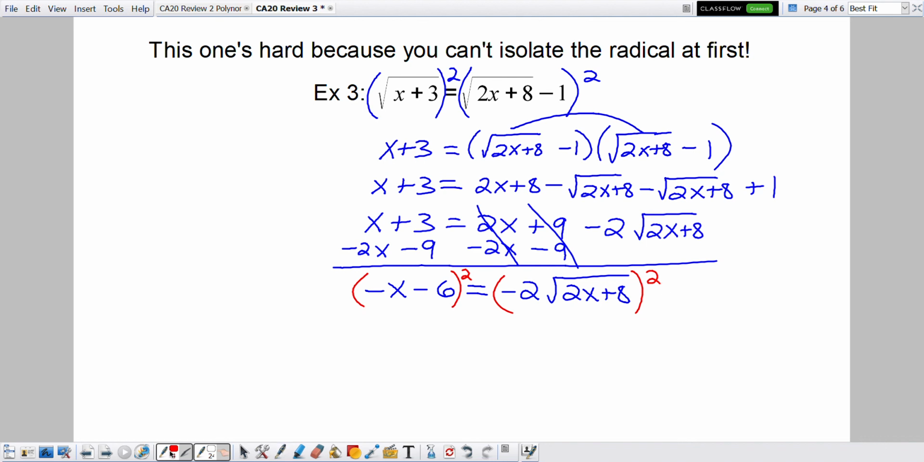And what happens here when you square, like negative x times negative x is positive x squared. Negative x times negative 6 is positive 6x. And you double it, you get plus 12x. Negative 6 times negative 6, positive 36. On the right side, negative 2 times negative 2 is positive 4. And then you square the square root, and you basically just write it in parentheses. You get rid of the square root, and so it's just the quantity 2x plus 8. Then we're going to distribute the 4.